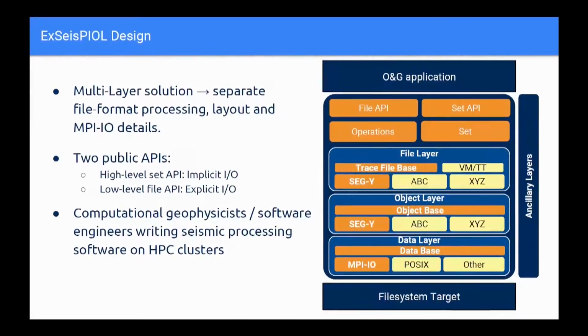The design of the library is a multi-layer solution where you have three primary layers, and then also two APIs. That's 2 APIs available in C++ and 2 APIs available in C. The goal is that it's for computational geophysicists and software engineers writing seismic processing software. So I'm just going to go through the 3 layers one at a time, and explain where they fit in. On the data layer, initially we're targeting MPI-IO, and then we'll be looking at POSIX and other access semantics.